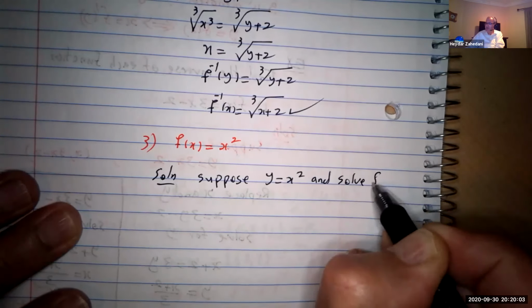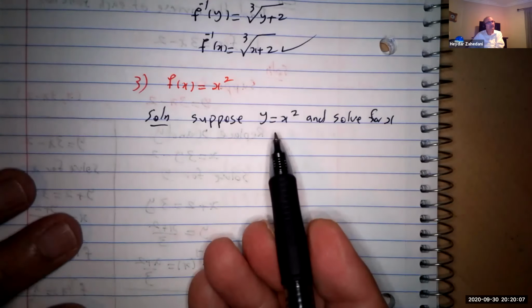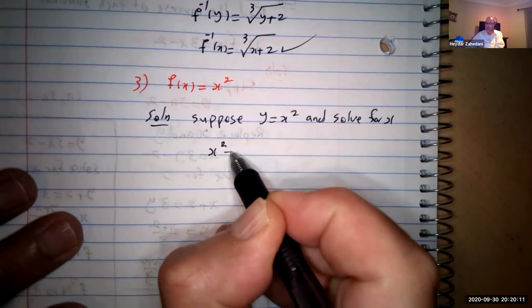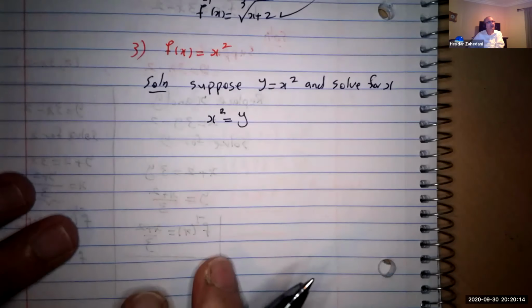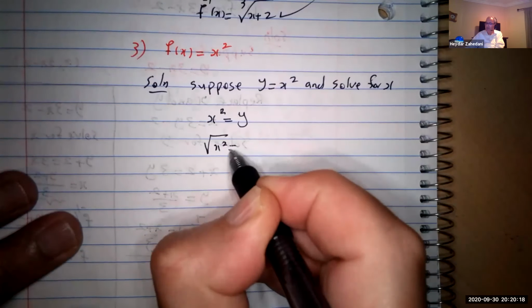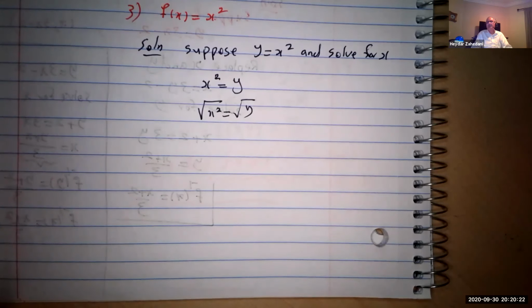Solve for x. How are you going to solve for x? You have x squared equal to y. Write it down in this format: x squared equals y. In order to solve, you know that you have to take the square root. So the radical of x squared equals the radical of y. Remember, you are looking for x. What is the radical of x squared?